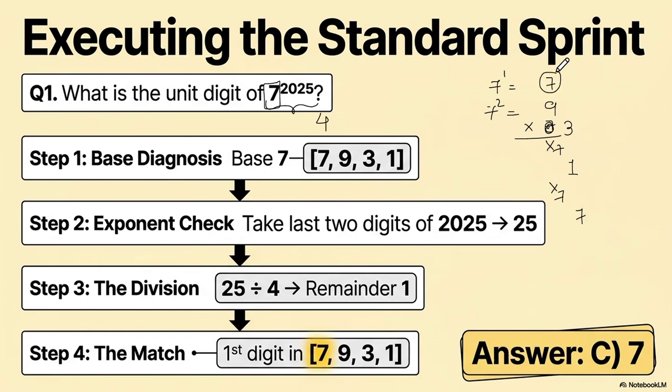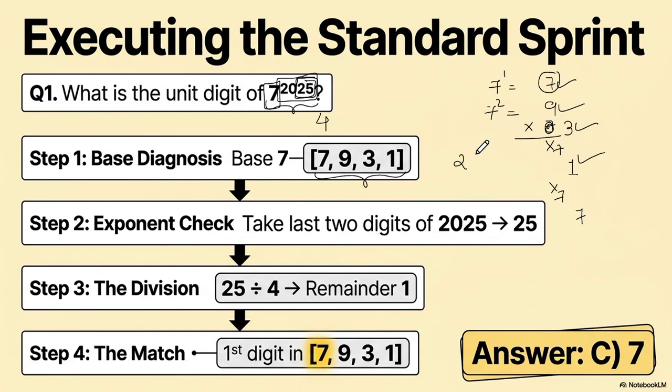So again it's repeating. The cyclicity is 4, 7, 9, 3 and 1. Only these 4 numbers will repeat: 7, 9, 3, 1. So we have cyclicity 4. Now look at the power. What is the power? 2025. Just focus on the last 2 digits only. The last 2 digits are 25.